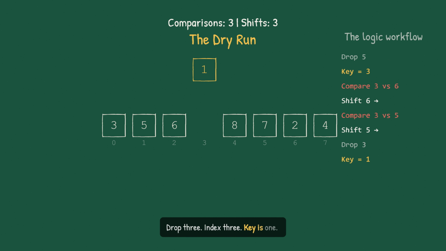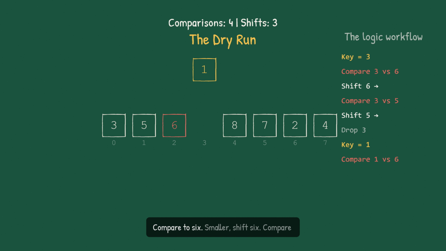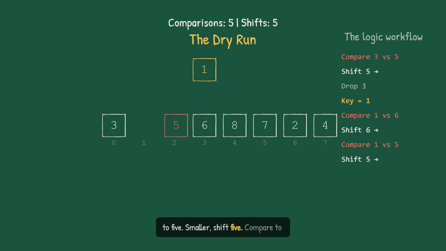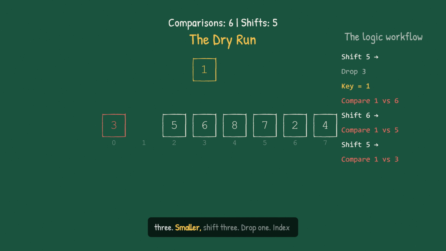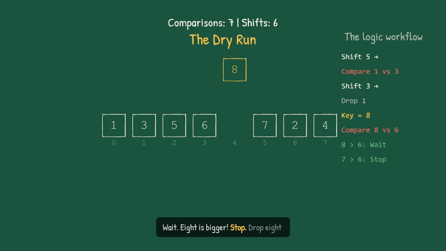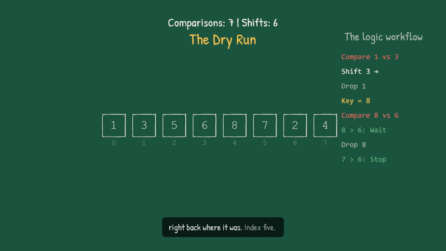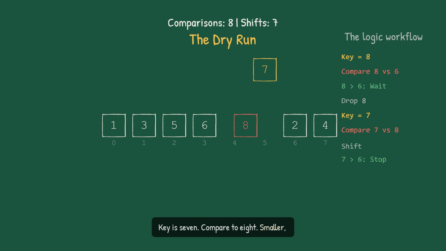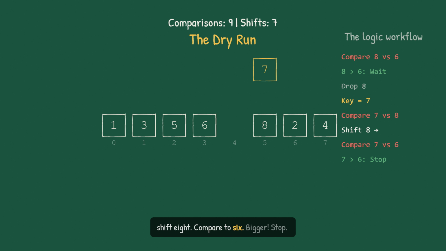Index 3. Key is 1. Compare to 6. Smaller, shift 6. Compare to 5. Smaller, shift 5. Compare to 3. Smaller, shift 3. Drop 1. Index 4. Key is 8. Compare to 6. Wait, 8 is bigger? Stop. Drop 8 right back where it was. Index 5. Key is 7. Compare to 8. Smaller, shift 8. Compare to 6. Bigger. Stop. Drop 7.